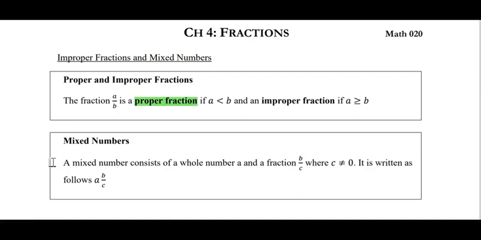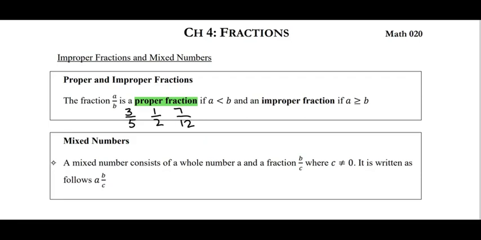If you have a fraction in the form of a over b, a proper fraction will be where a is less than b. For example, we have 3 over 5. Okay, so your top is less than your bottom. You have 1/2. Or you have 7 over 12. All of these are proper fractions because your a is less than b.